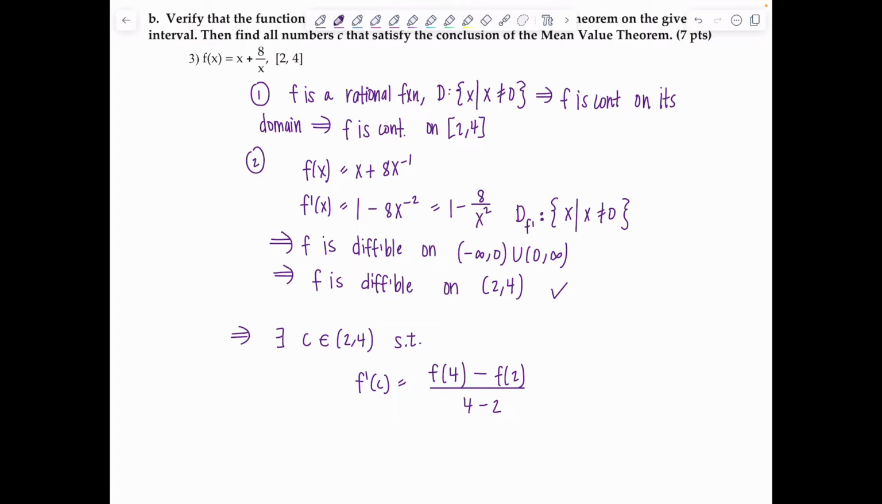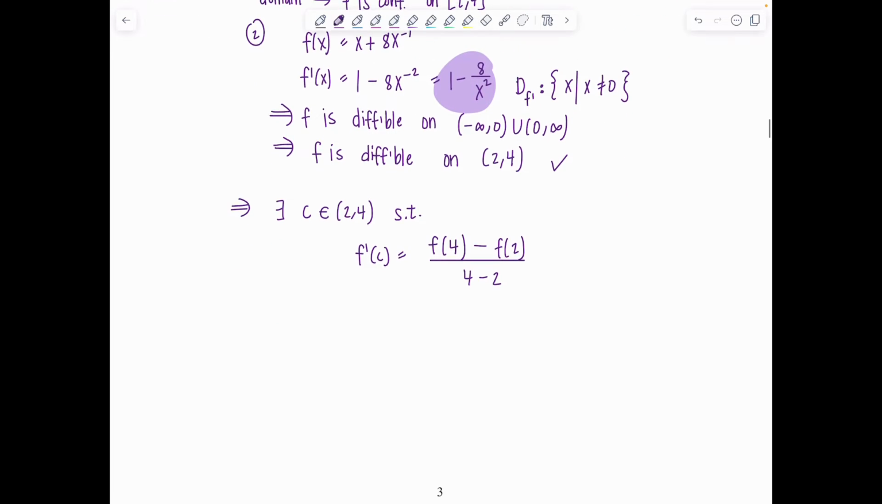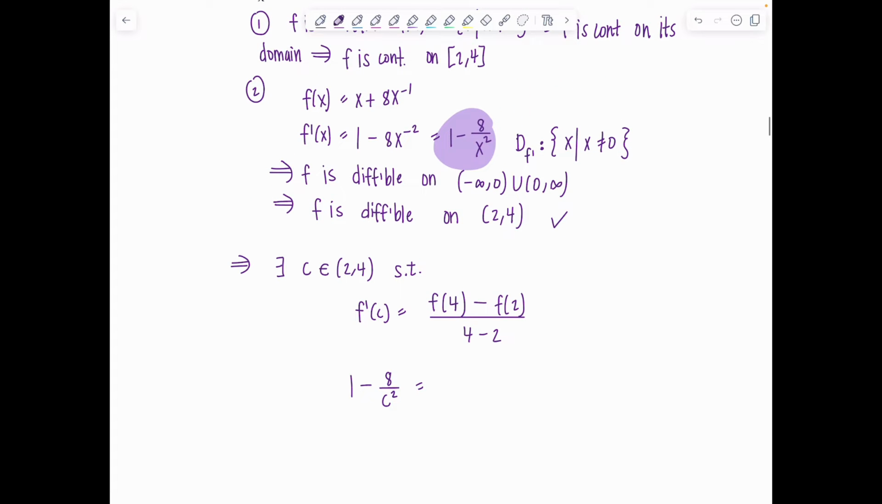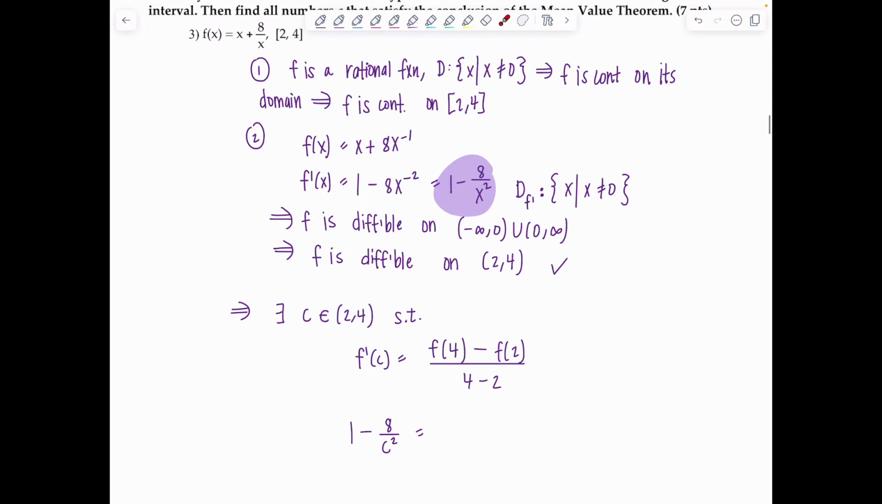Now f prime of c, come back here where we took the derivative. Just replace the x with c's. So f prime of c is going to be 1 minus 8 over c squared. And then f of 4, f of 2, let's plug those in. We can just do it in our head. F of 4 would be 4 plus 8 divided by 4, which is 2. So 4 plus 2, that's 6, minus f of 2. Now 2 plus 8 over 2 is 4, so that's also 6.